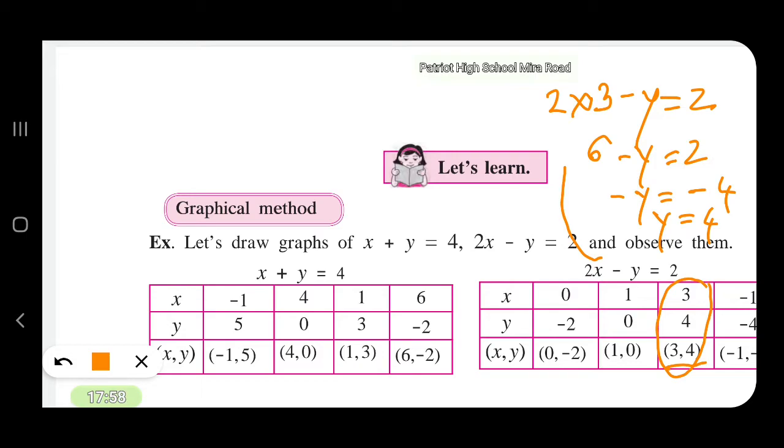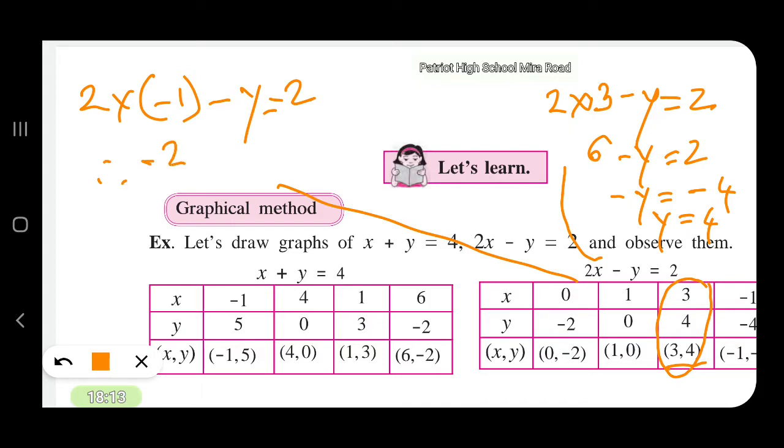Now going for the fourth ordered pair, in this example you take x is equal to minus 1. So it will be 2 into minus 1 minus y is equal to 2. Therefore minus 2 minus y is equal to 2. So minus y will be 4. Therefore y is equal to minus 4. So you have this last ordered pair, minus 1 and minus 4. X is minus 1, y is minus 4.